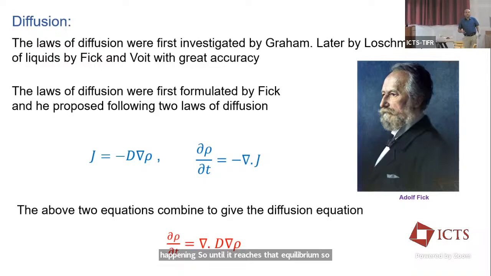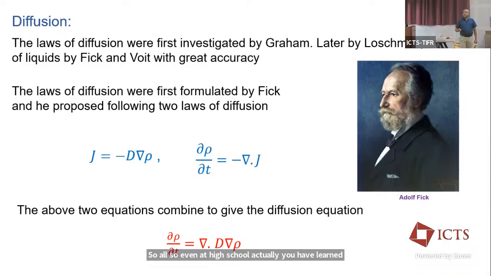This whole process is a macroscopic phenomenon, and at that time it was very interesting, and a lot of people were working on that problem. Initially people like Graham, and later Loschmidt and Fick, were the major persons who did this kind of work. This macroscopic phenomenon was described by a law, which ultimately appears as Fick's law. Even in high school we learned what Fick's law is.